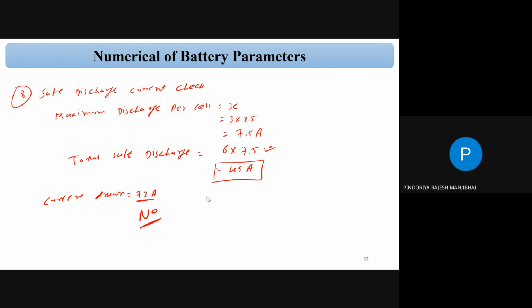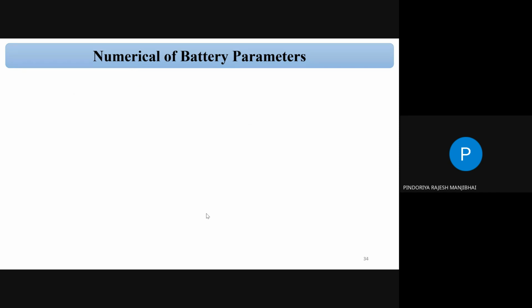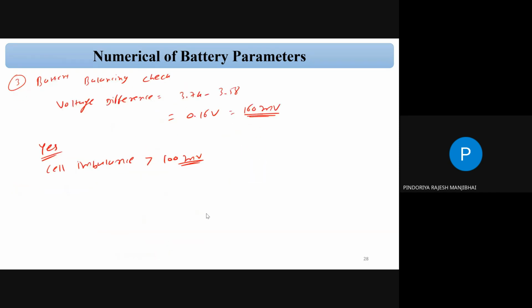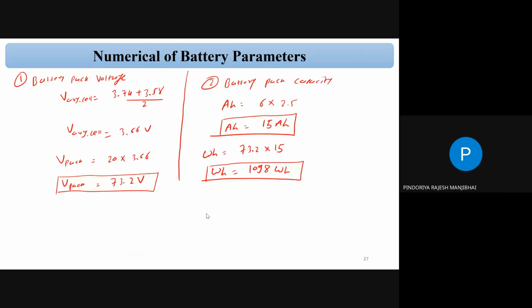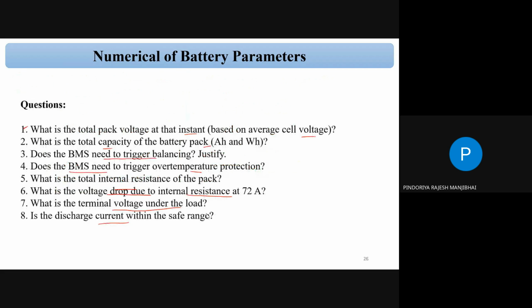Got it? Still any confusion? Got it? Yes, yeah, no. Please let me know. Got it? Yes, sir. Okay, good. So, is there any confusion for this numerical?